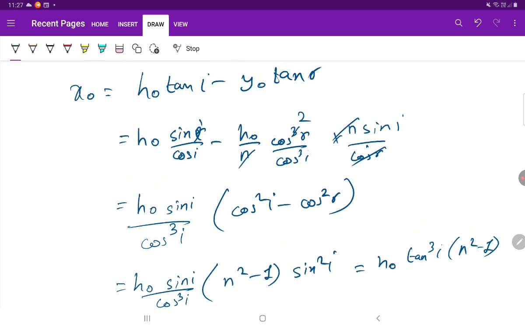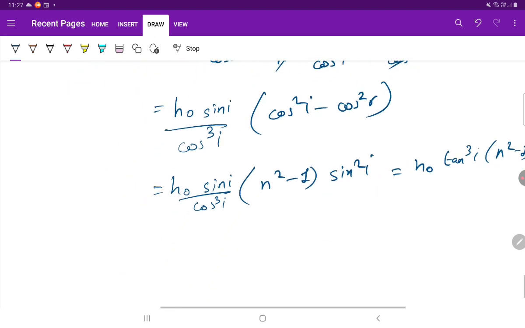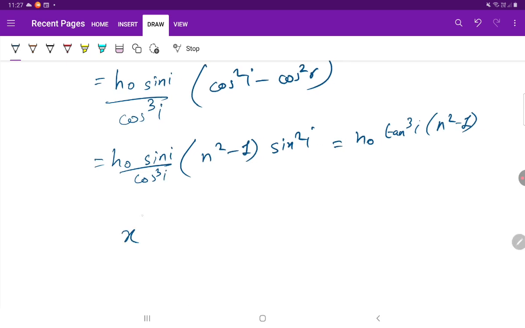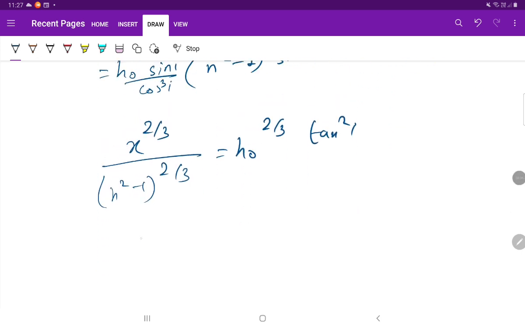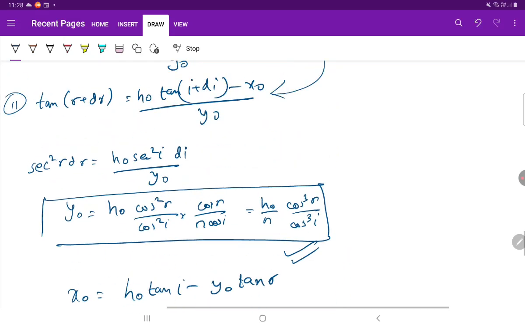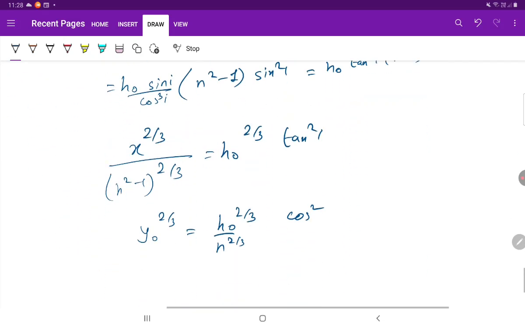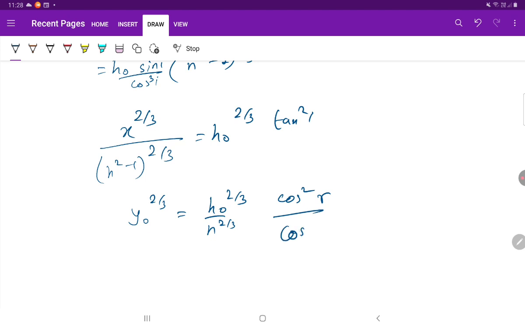Now what I will do is take the whole to the power 2 by 3 on both sides, left hand side and right hand side. X to the power 2 by 3 upon n square minus 1 whole to the power 2 by 3 is equal to h naught to the power 2 by 3 tan square I. Okay. Similarly, y naught to the power 2 by 3 is written as h naught by n to the power 2 by 3 whole to the power 2 by 3 actually into cos square, what is y naught, cos square r by cos square I. So it will come out to be cos square r by cos square I.